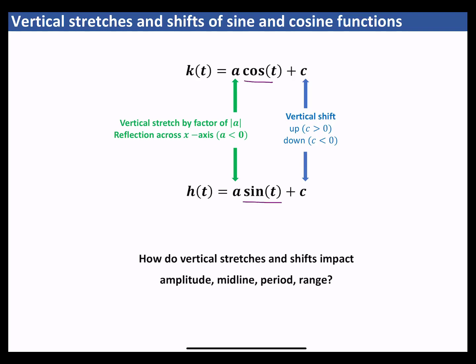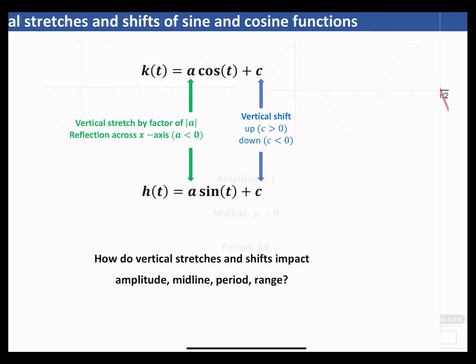As a result, the real number a will cause the cosine and sine graphs to be vertically stretched or reflected over the x-axis when a is less than 0, and the real number c will cause the cosine and sine graphs to be vertically shifted. This leads to the question, how do vertical stretches and shifts impact the amplitude, midline, period, and range of these functions? On the next slides, we will look at some examples to answer this question.